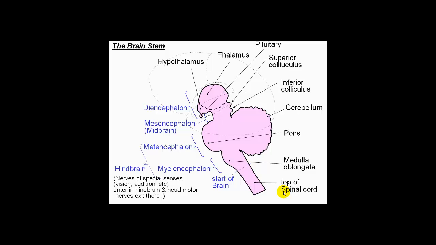Now, going up from the spinal cord, we go next to the brainstem. On this slide of the brainstem, on the right, I have specific landmarks, and on the left, I have the divisions of the brain, the names of the divisions of the brain. So let's look at the landmarks on the right-hand side first.